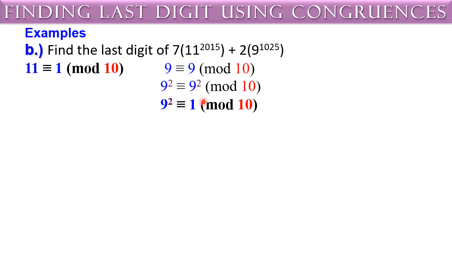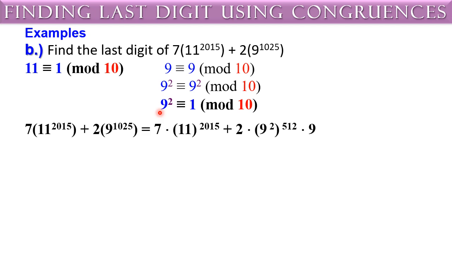For the next step, we are going to do the same process as what we did earlier. We need to express 11 raised to 2015 in such a way that we have 11 as the base, and 9 raised to 1025 in such a way that we have a base of 9 squared. To elaborate, we have 7 times 11 raised to 2015 plus 2 times 9 raised to 1025, which can be expressed as 7 times 11 raised to 2015 plus 2 times 9 squared raised to 512 times 9.